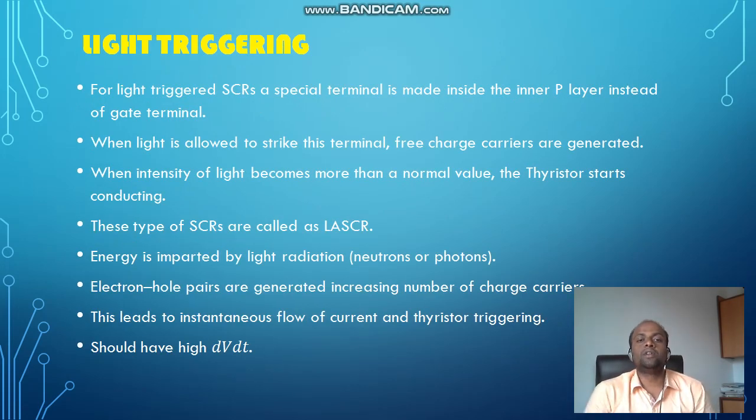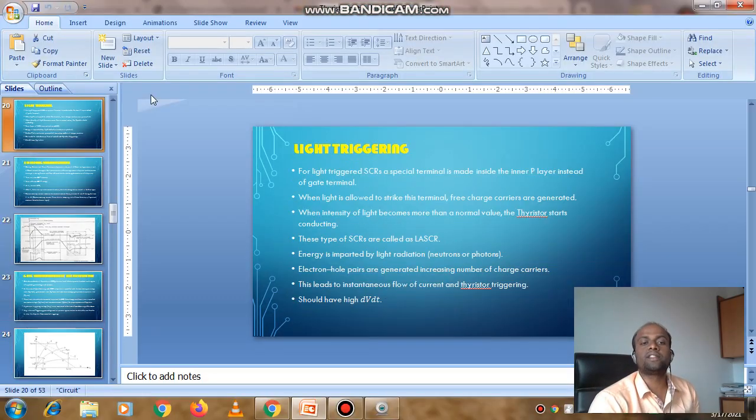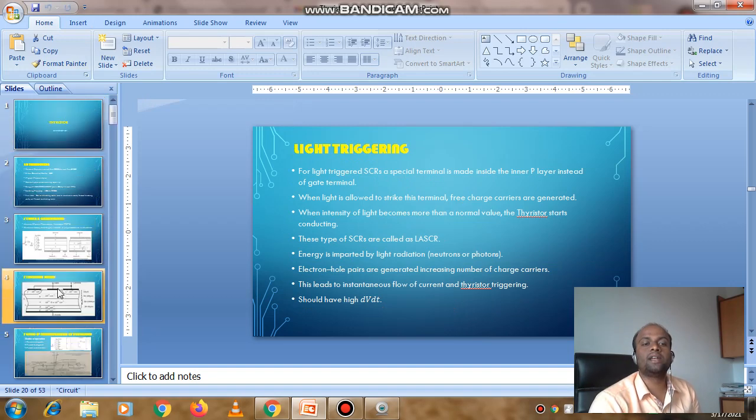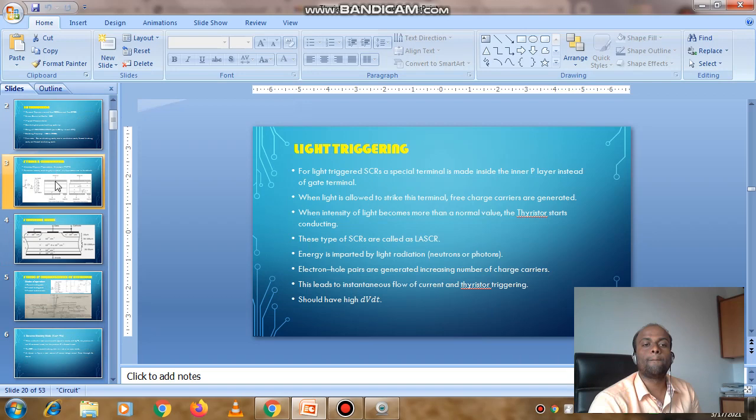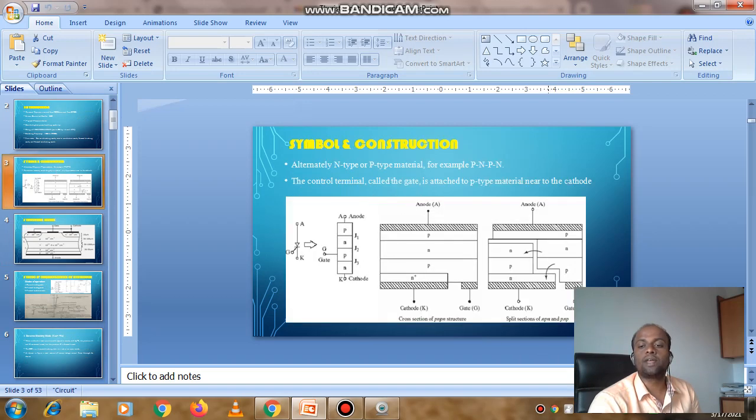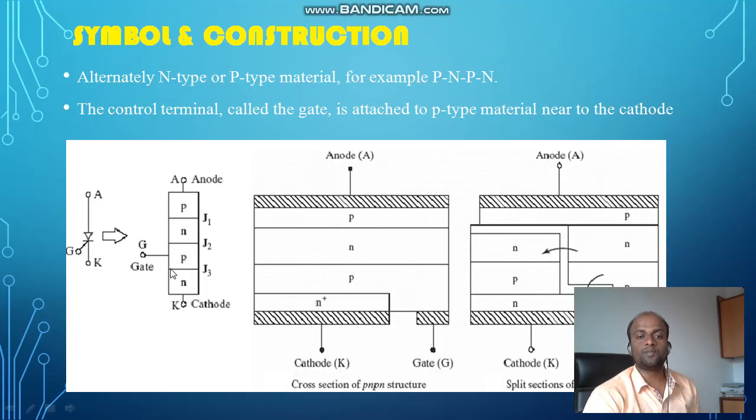Light triggering. What is light triggering? For light triggering, first a small notch is made in the thyristor at the gate connection. Let me show you. Here in this P layer we can see a small niche, a small depth made on this particular layer.